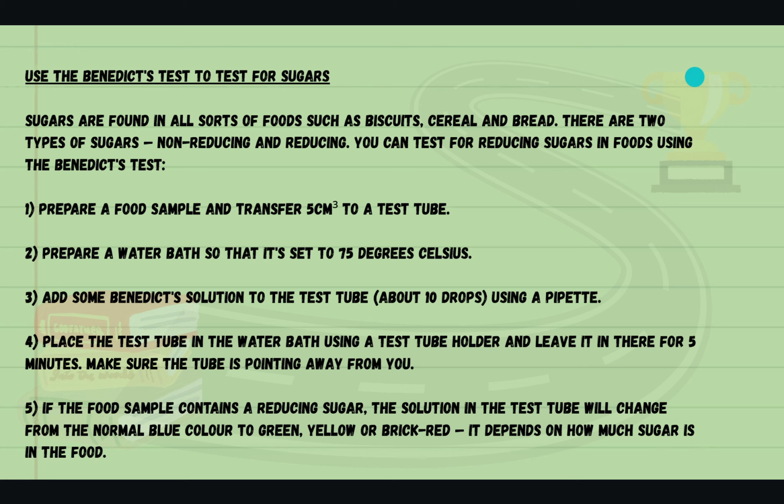So you can use the Benedict's test to test for sugars. Sugars are found in all sorts of food, such as biscuits, cereal, and bread. There are two types of sugars, non-reducing and reducing. You can test for reducing sugars in foods using the Benedict's test. So you prepare a food sample and transfer 5 centimeters cubed to a test tube.